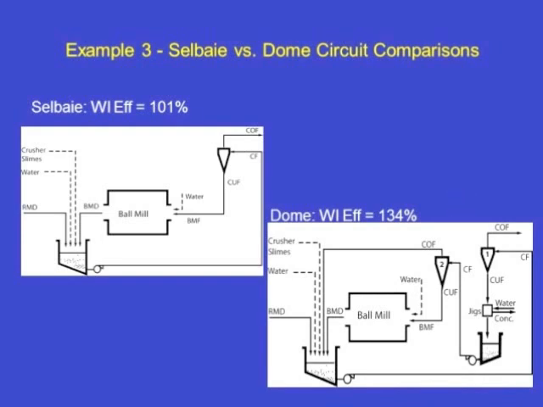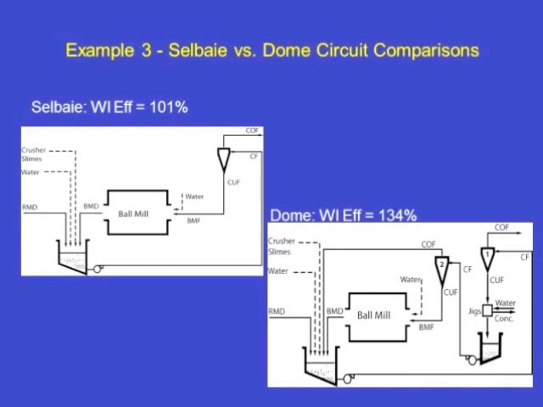Bond says to do this amount of grinding, you need 13.4 kilowatt hours per ton. They weren't using 13.4, they were using 10. So why the difference? And you can see that at Dome, what they did is they took the primary cyclone underflow, it went into gravity gold separation. When it came back, there was a lot of water, so they put it through a second stage cyclone before they put it back in the mill to bring the density back up.